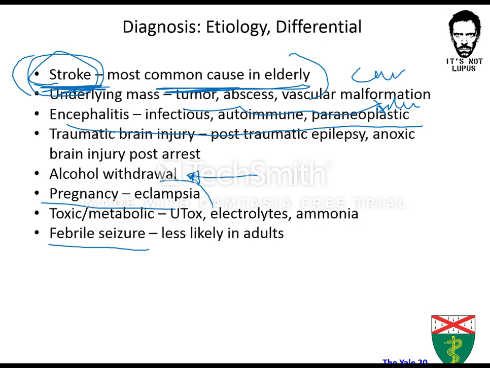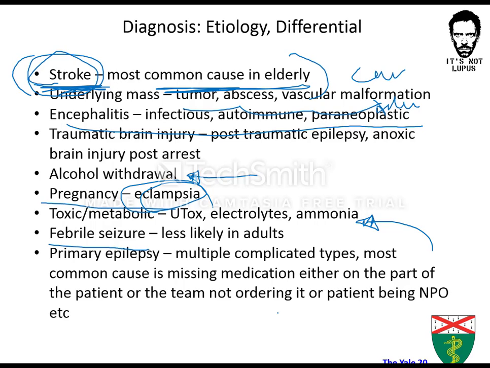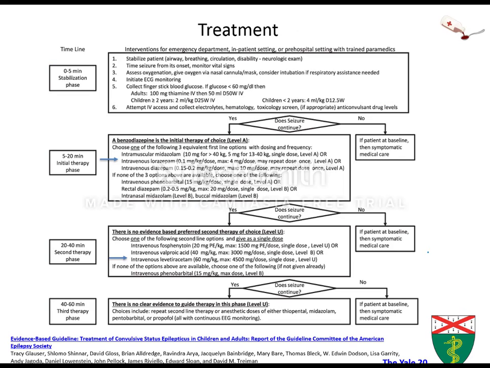You got to think about eclampsia, but in the meantime, a lot of times it's just these usual toxic metabolic things. And of course, if someone is not getting their anti-epileptics, do not hold someone's anti-epileptics if they're having surgery. All right, so what do we do? Here is treatment. And what does this all mean?